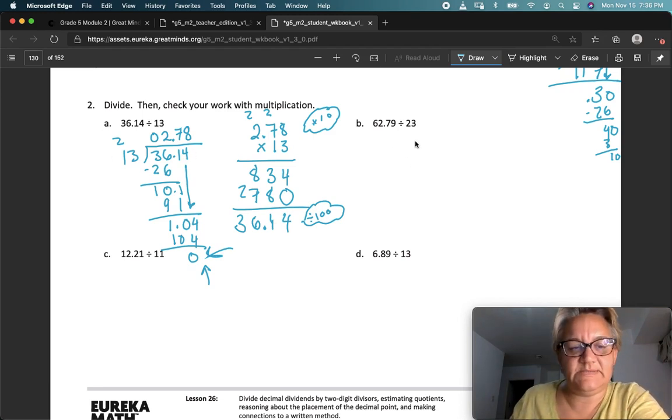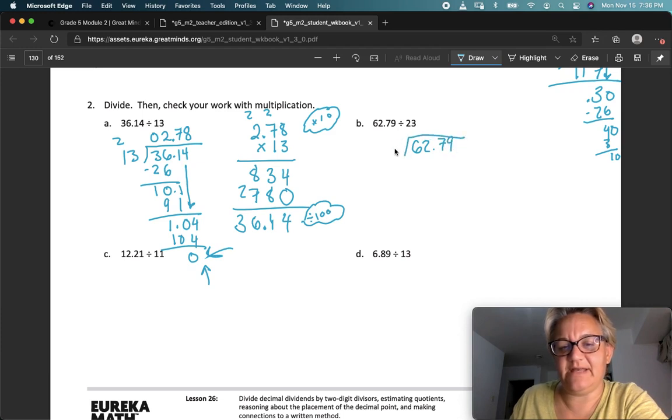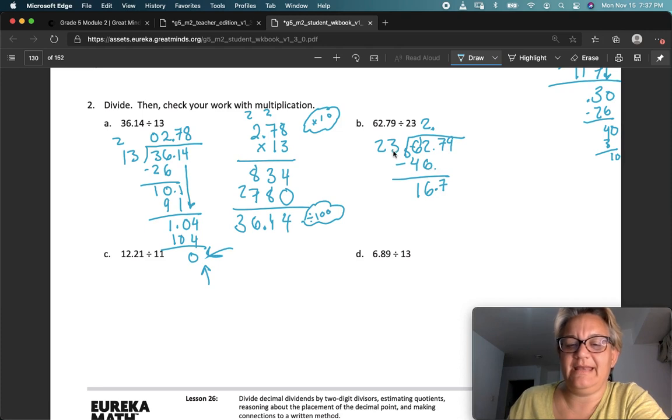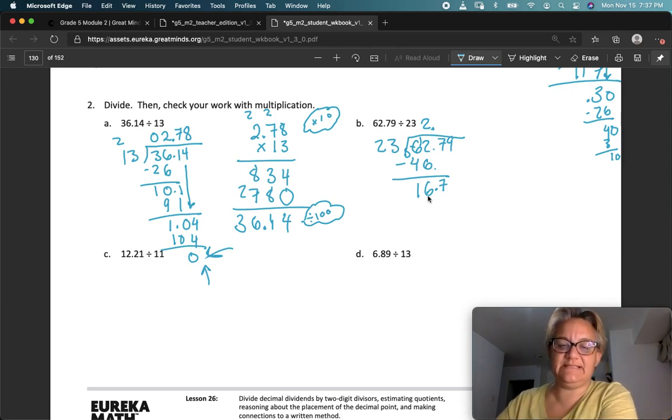Okay, next one. 62 and 79 hundredths divided by 23. Okay, 23 times 2 would be 46. 23 times 3 would be 69, which is too big. So let's go times 2. And then we subtract. 12 minus 6 is 6. 5 minus 4 is 1. Bring down that 7th. Okay. Now, 23 into 167.